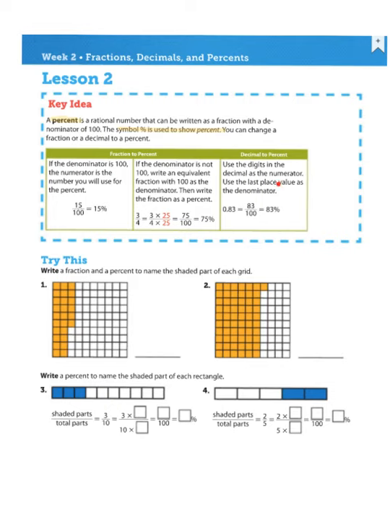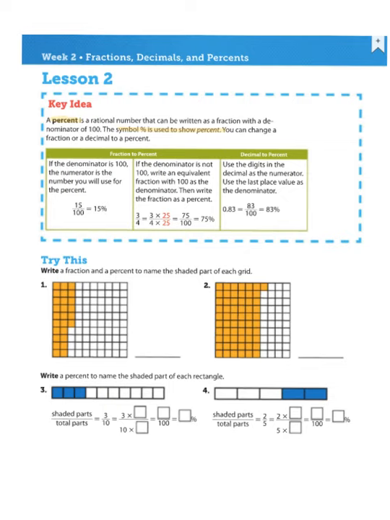It says use the digits in the decimal as the numerator, use the last place value as the denominator. So if you are given a decimal, you would use these digits for your numerator, and then your denominator would be 100. So let's take a look at the two grids here.